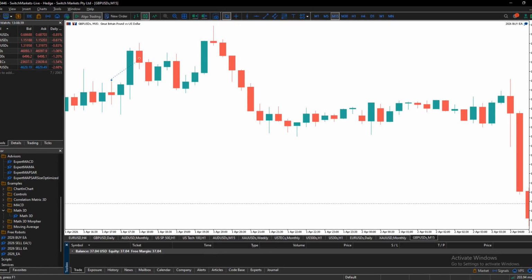Because what I'm doing here isn't gambling. It's not guessing. And it's definitely not retail-style trading. This is the same structured approach used by hedge funds, banks, and institutional traders.